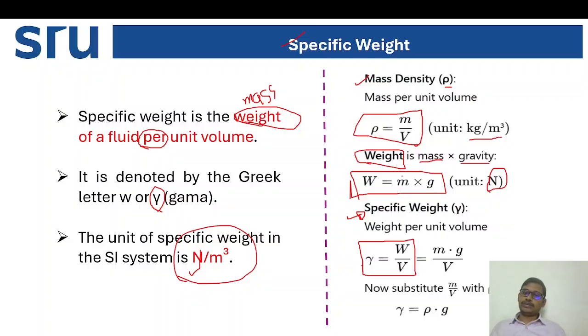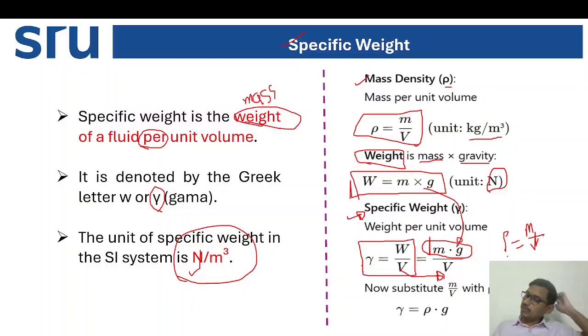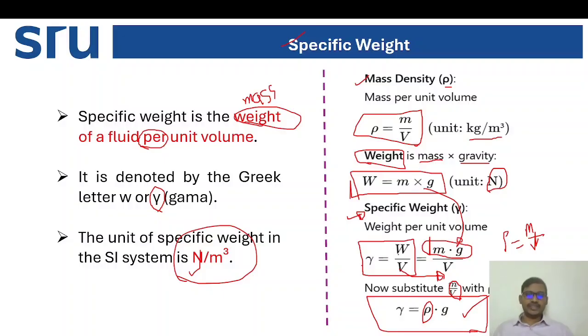Coming to the specific weight, gamma equals W by V, weight by volume. As we know, W equals m into g. Agree? Volume is obviously volume. Now substitute m by V: rho equals m by V, mass by volume, which is density. So substitute here, and gamma equals rho into g. This is the final product. So gamma may be rho into g, or else gamma equals W by V. Whatever it is, everything is right. But you need to remember the unit, Newton per meter cube. That is very, very important.